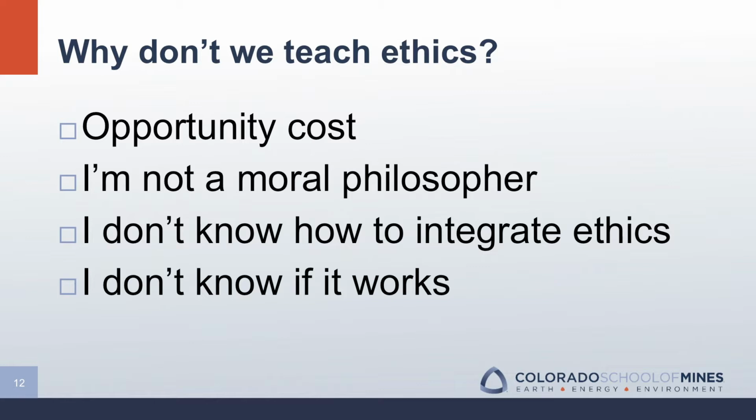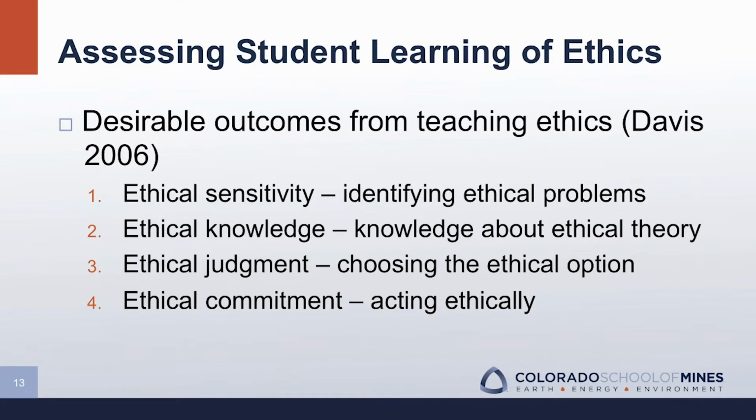But we're still left with the problem of not being moral philosophers. And whether or not this works, how do I assess it? I'm not a moral philosopher either, so I'll rely on a moral philosopher, again, Michael Davis, who identified these 4 ways that we can assess the effectiveness of our ethics education. And I think the first 3 we can assess pretty easily in the classroom. The 4th one requires us to observe our students making decisions with ethical consequences in the real world, so we'll ignore that one for a moment.